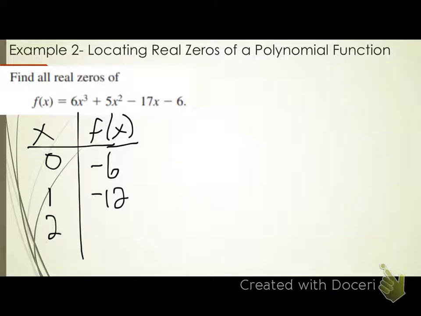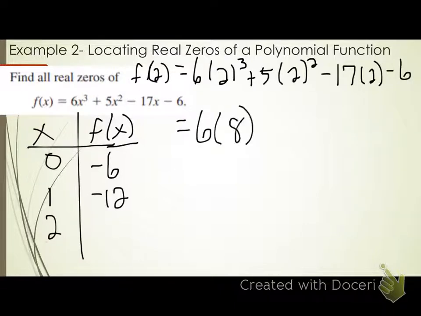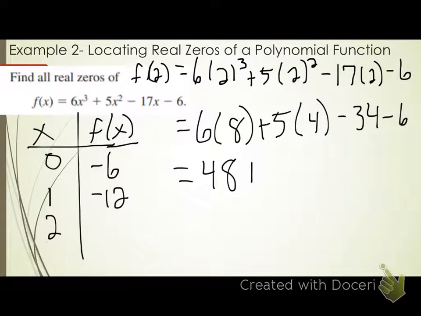So let's try the number 2, f of 2. So 6 times 2 cubed plus 5 times 2 squared minus 17 times 2 minus 6. 2 cubed is 8. 2 squared is 4. Negative 17 times 2 is negative 34. 6 times 8 is 48. 5 times 4 is 20, minus 34 minus 6.